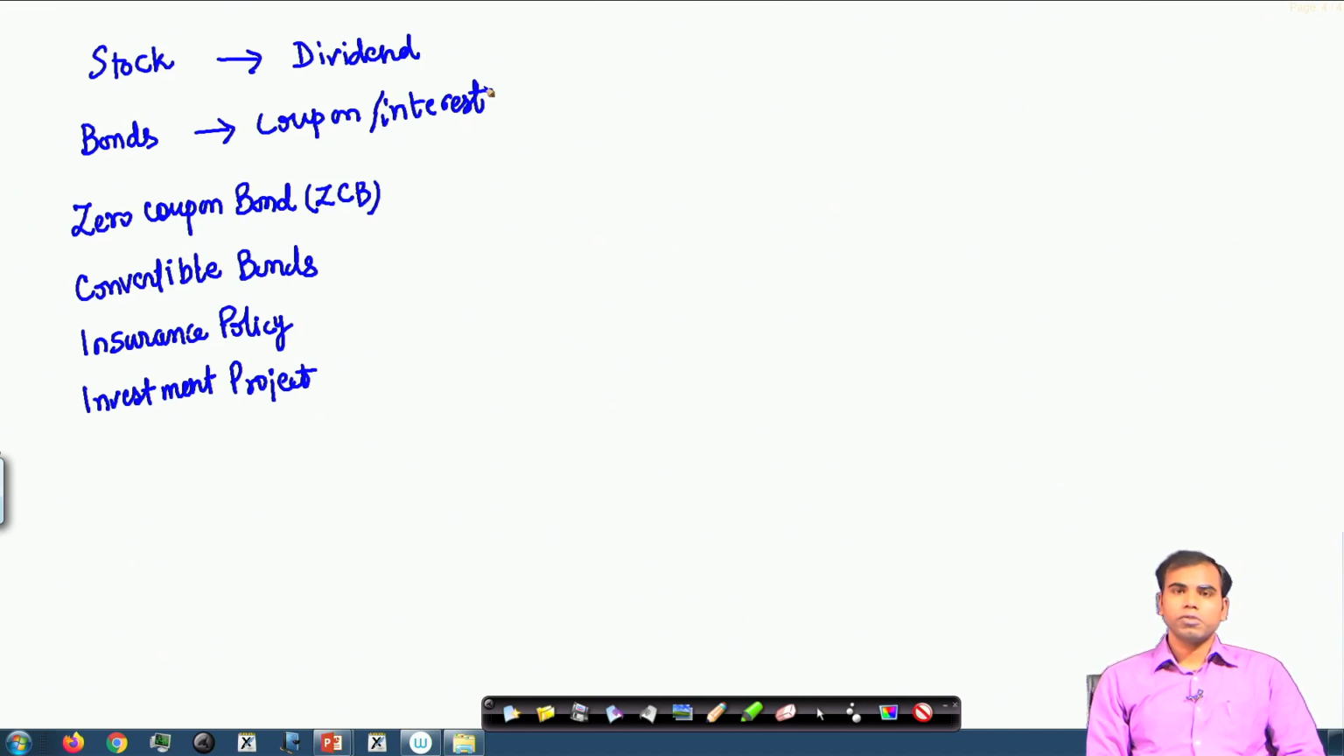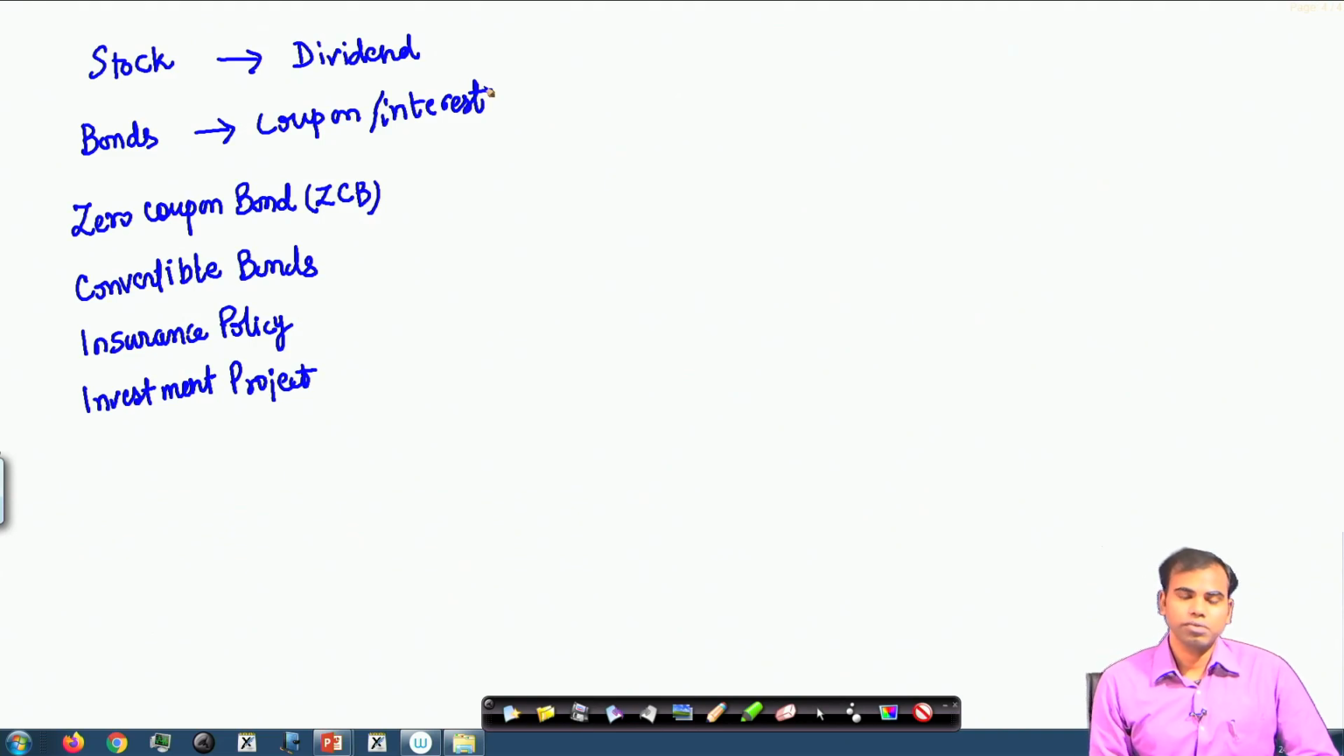Similarly, if you have an insurance policy, you pay some money for a certain number of periods, and after that period you are going to get some amount of money or some financial securities in terms of life insurance or health insurance. Similarly, if you have an investment project, you invest some money today and in future you are expected to get some amount of money in terms of return from that investment.